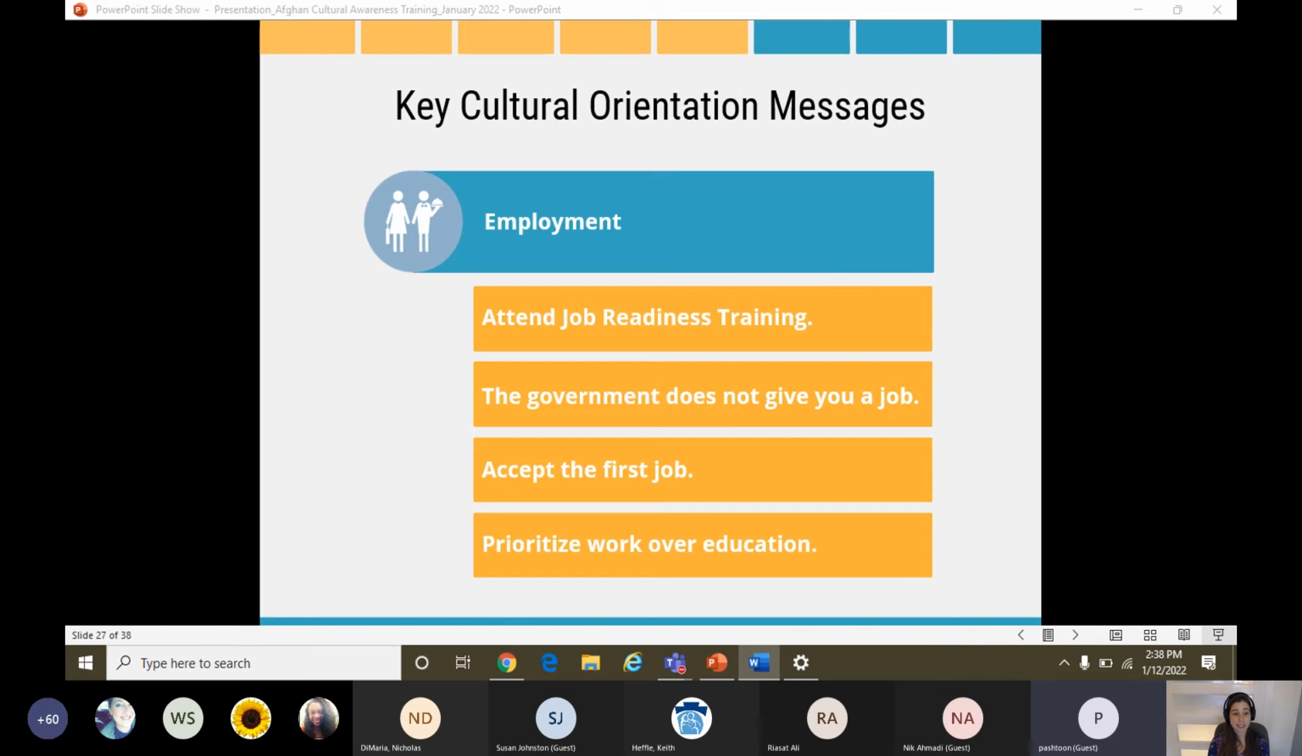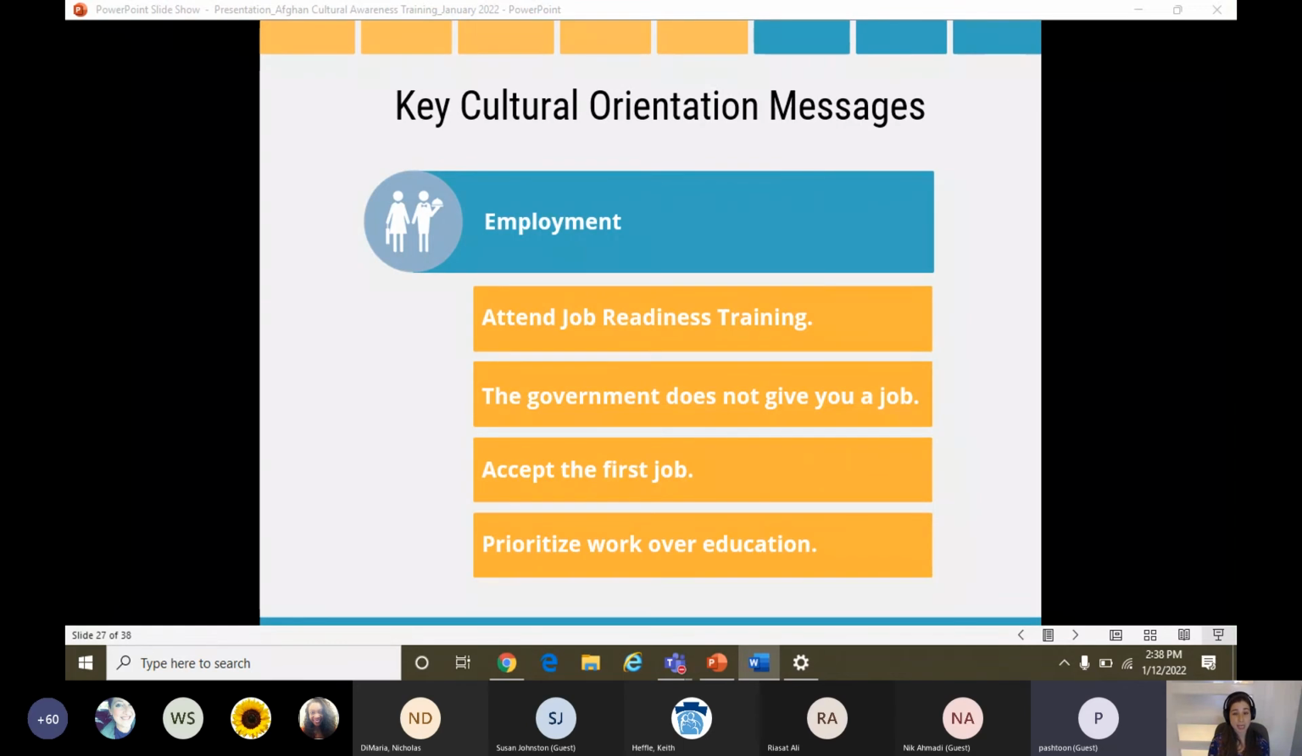Third, you are expected to accept the first job offered to you, even if it is not in your chosen profession. And fourth, the desire to continue formal education should be weighed against the need to work. Adult education can be expensive in the US. For many newcomers, the best option may be working while going to school part-time or recertifying their overseas credentials.